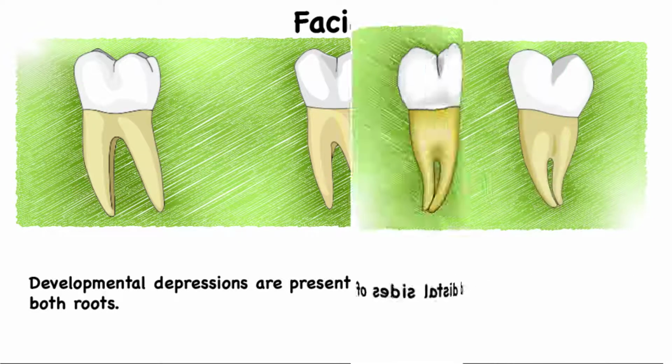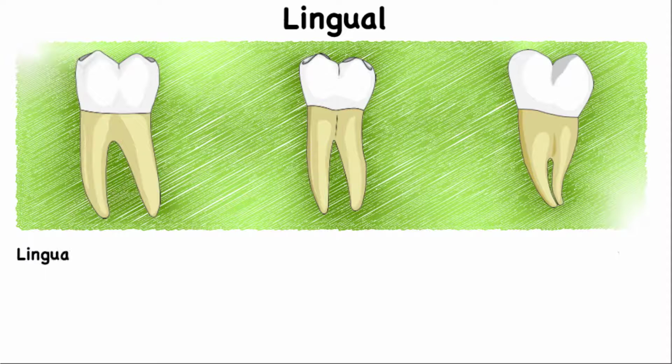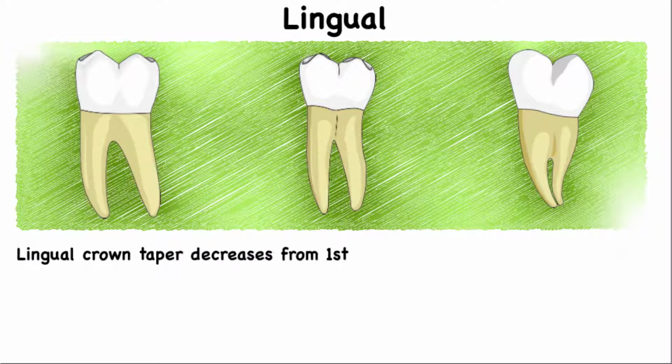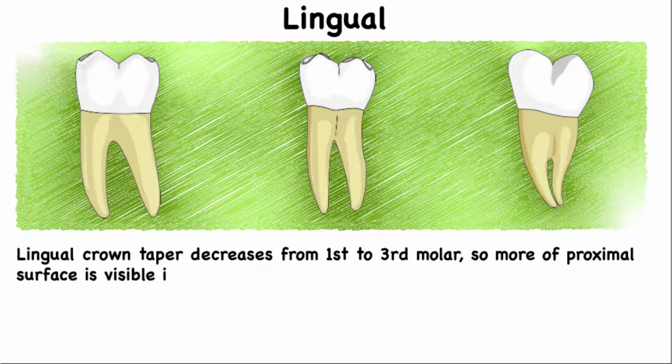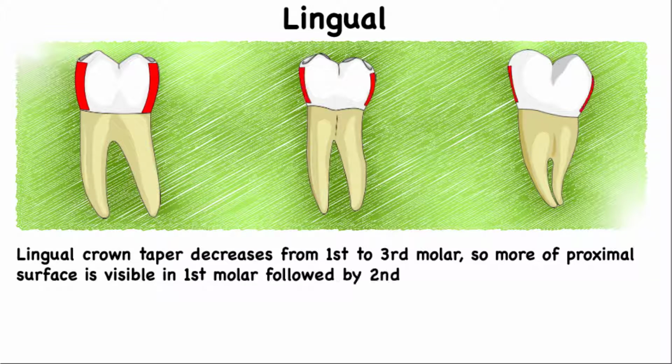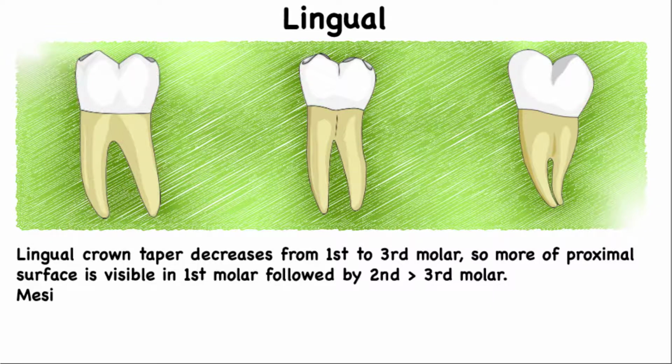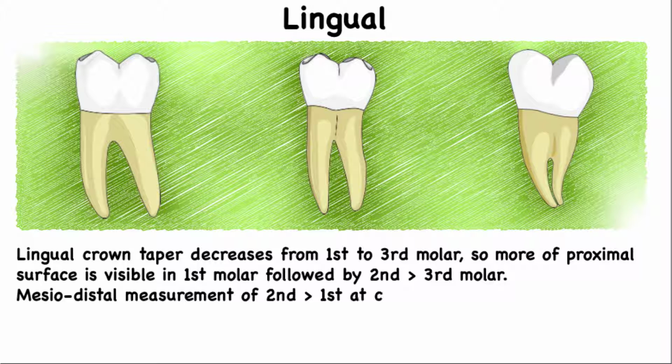Let's now go to the lingual view. The lingual crown taper decreases from first to third molar. So more of proximal surface is visible in first molar, followed by second and least in third molar. The mesiodistal measurement of second molar is greater than the first molar at the cervical margin.